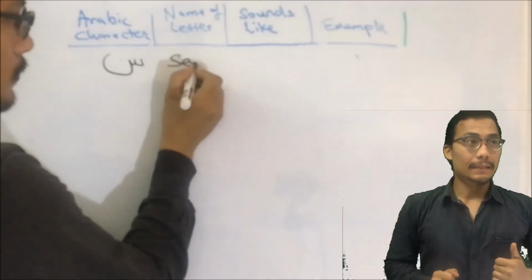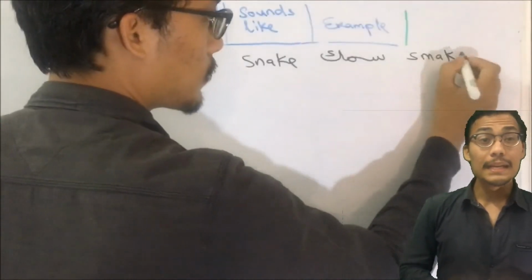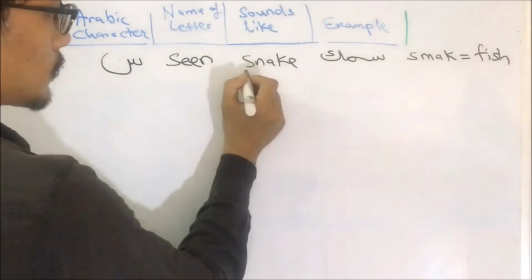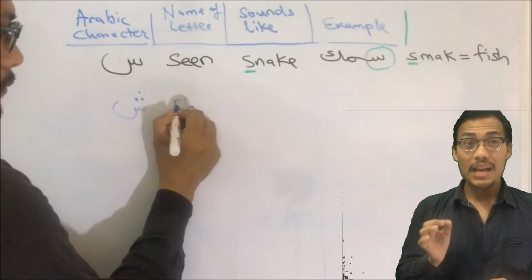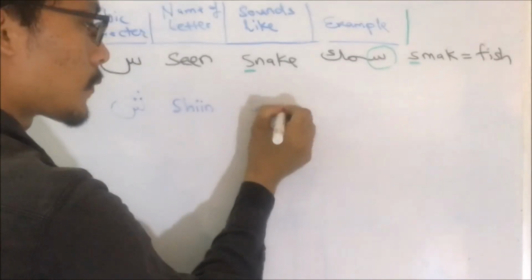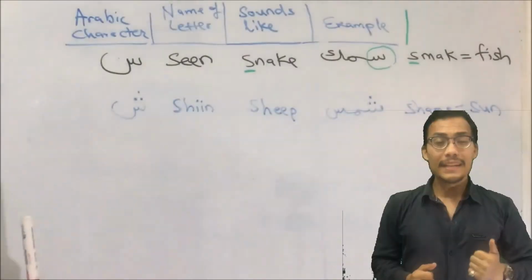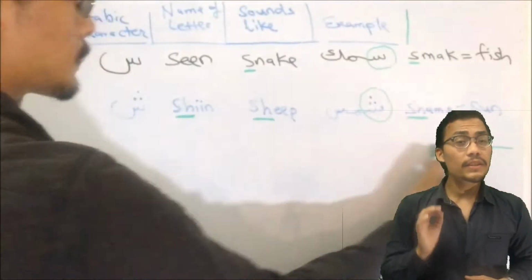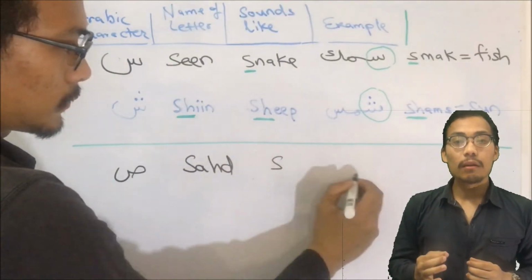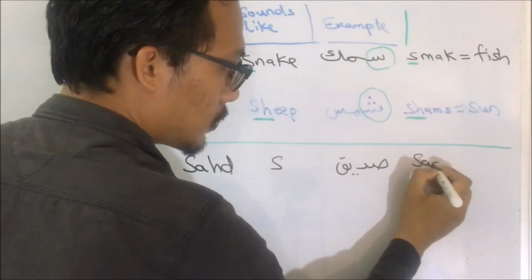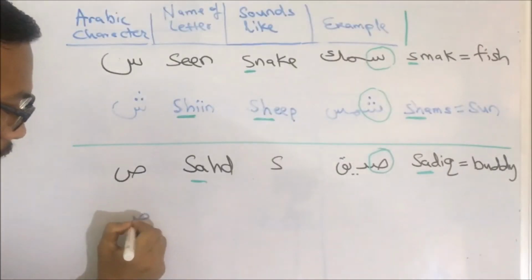Next, Sin. Sounds like S in snake. Example would be Samak. Shin. Sounds like the sh in sheep. Example would be Shams. The next alphabet would be Sad. A very deep S sound you can make if you open your mouth really wide and lower your jaw. Sadiq, example.